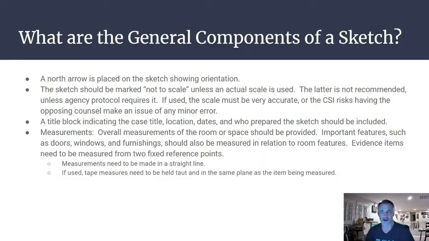So what are the general components of a sketch? All right, the things that you need to have on your sketch. One thing is you need to have the orientation, right? So you have to have that north arrow somewhere on the sketch showing the orientation, which direction we're facing. The sketch should also be marked not to scale unless you're actually using a scale.